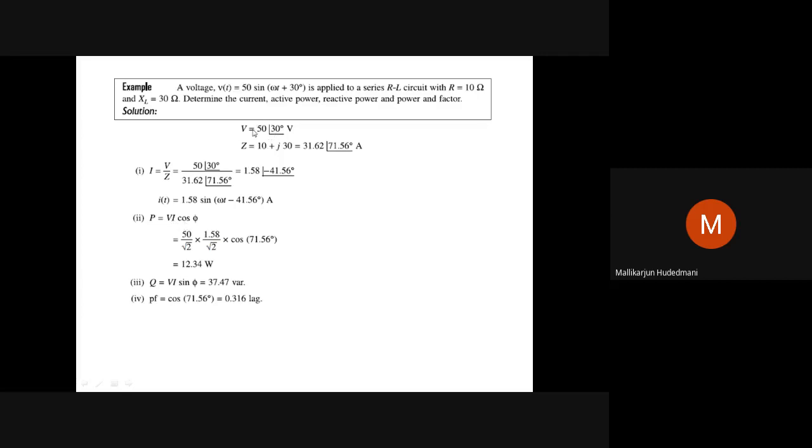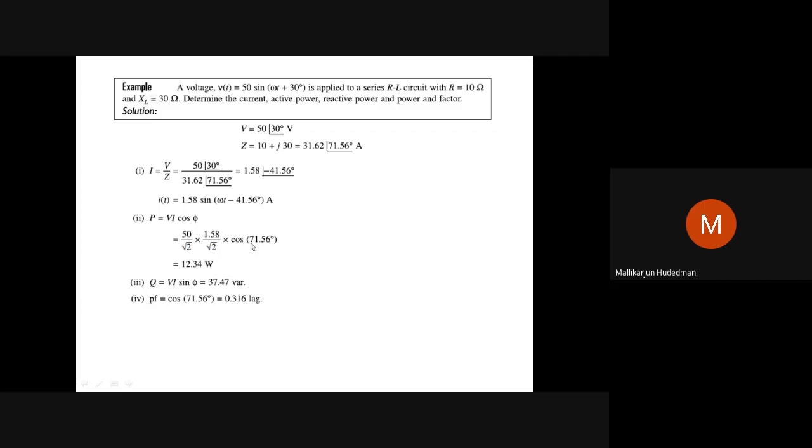Let's see. Whatever the voltage I have taken is 50 here. Now you can see what voltage I have taken here. 50 divided by root 2. This is called RMS voltage. I is called RMS current. To get RMS voltage and current, what am I doing? Peak value divided by root 2 and peak current divided by root 2, into cosine of the angle.